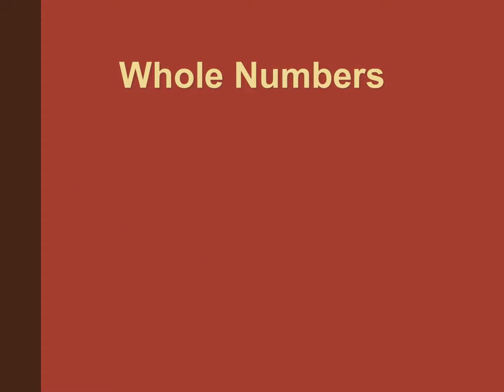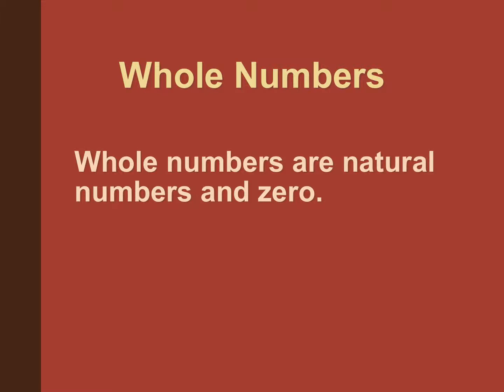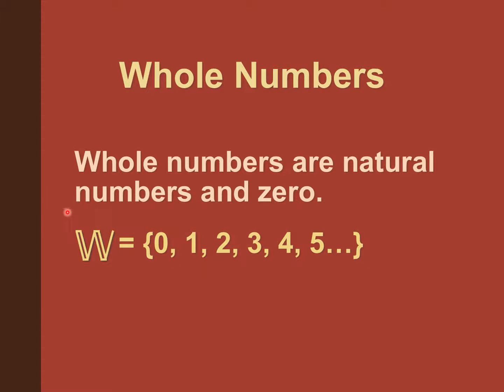Our next type of numbers are whole numbers. Whole numbers are very much like natural numbers. In fact, you can define whole numbers as natural numbers with the addition of 0. The symbol for whole numbers is like a W, except there are those double lines. Again, remember to use your set braces to show that it's a set. Then we list our natural numbers, but include 0. So now we have 0, 1, 2, 3, 4, and then the dot, dot, dot.